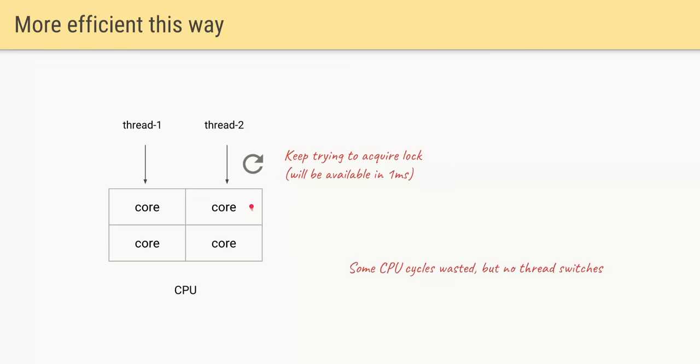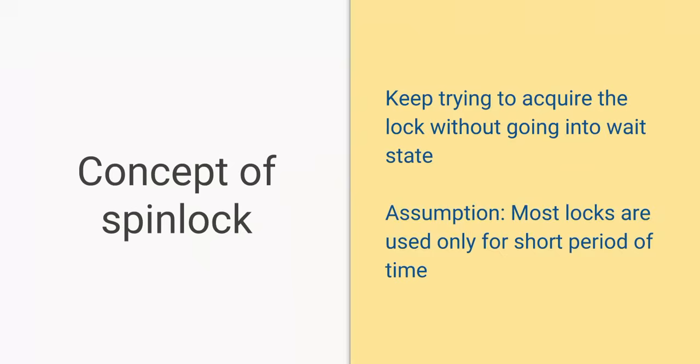And during the retries, only for 1 millisecond, some of the CPU cycles will be wasted, because there is no actual work that thread 2 is doing. It is only trying to acquire the lock again and again. And that is all right, because we are saving the time of the thread switches. And that is the basic concept of SpinLock. Keep trying to acquire the lock.